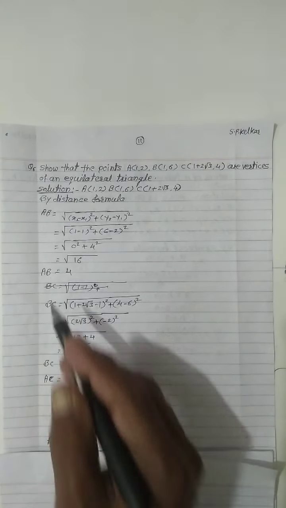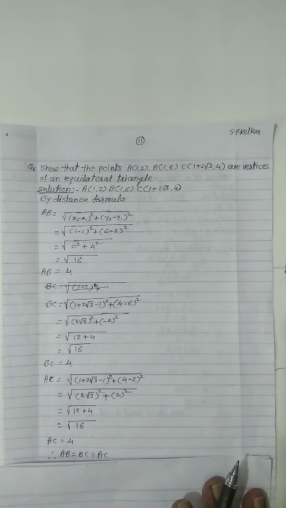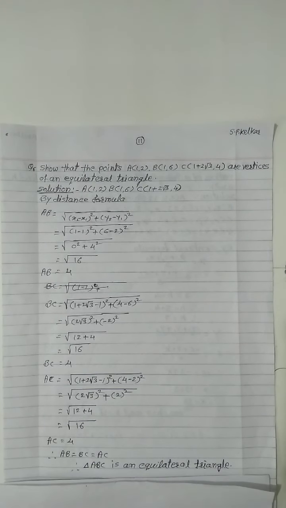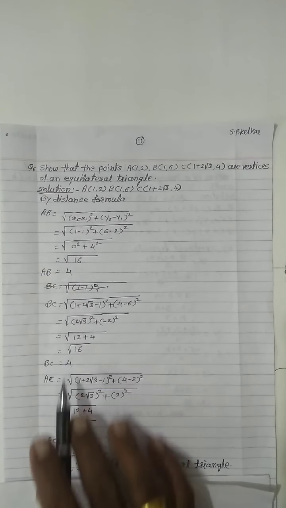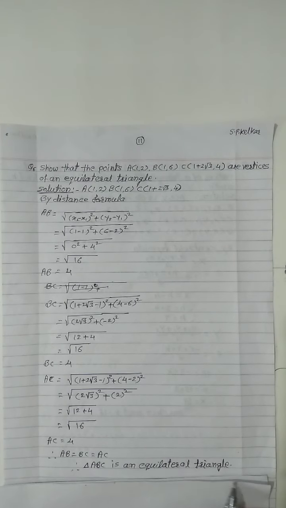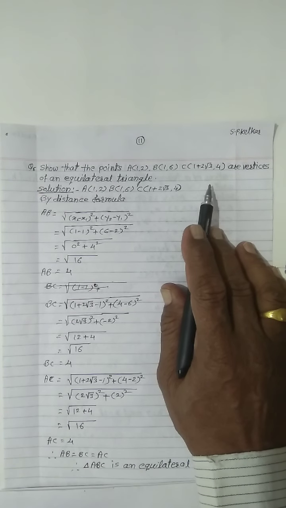See, AB equal to 4, BC equal to 4, AC equal to 4. AB, AC and BC are the sides of the triangle. So all these sides have equal length. So the triangle ABC is an equilateral triangle, and we can say that ABC are the vertices of the equilateral triangle.